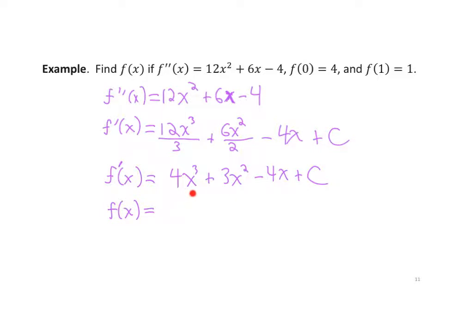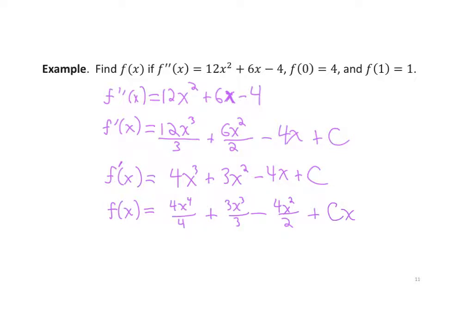The antiderivative of 4x cubed would be 4x to the fourth over 4, plus the antiderivative of 3x squared would be 3x cubed over 3, minus the antiderivative of 4x, which would be 4x squared over 2. And the antiderivative of c, where c is a constant, is just going to be cx. And that'll be a similar argument as we did over here when we took the antiderivative of minus 4 and we got minus 4x. So this last term will be plus cx.